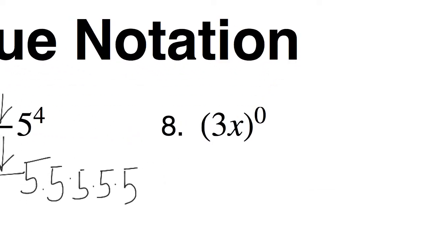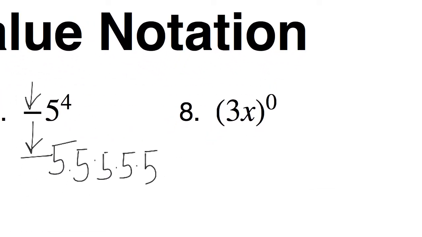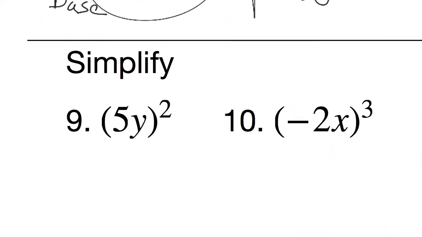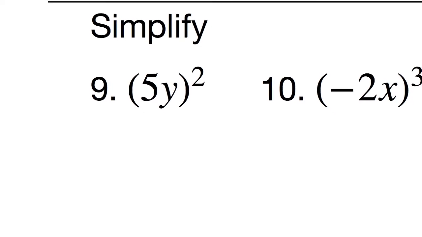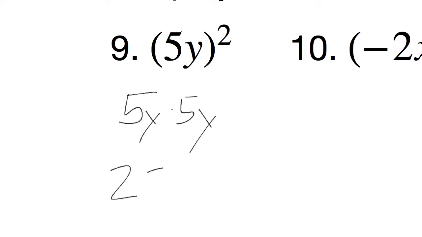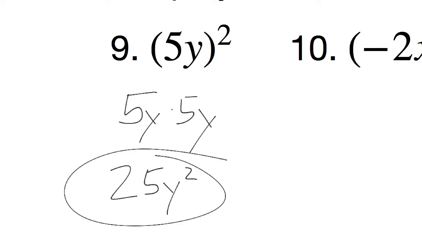And there's a big difference there. Number 8, anything to the 0 power is going to be 1. And if you don't believe me, I'll prove it to you. You could type it into a calculator, whatever calculator you want. Anything to the 0 power is equal to 1. Why that is, I can explain in class on the side if you want. Simplify. So we've got 5y times itself 2 times. 5y times 5y. And if you wanted to simplify that, that would be 25y squared.